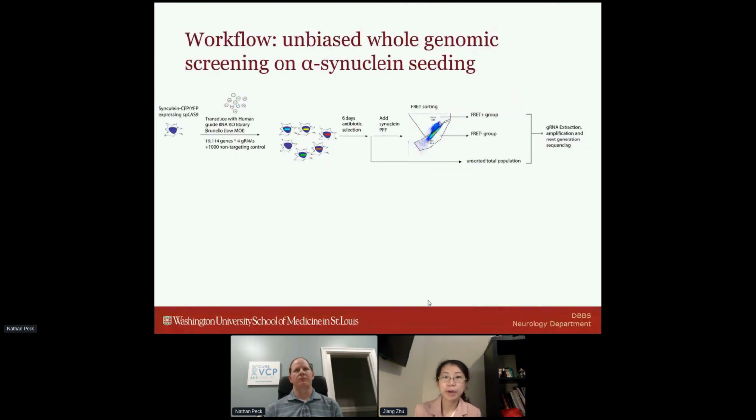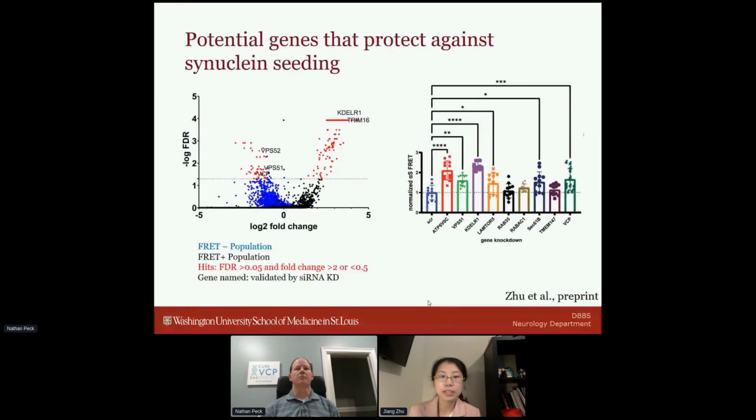Using this tool, we are doing an unbiased whole genome screen. We transduce with Cas9 and whole genome guide RNA knockout libraries. After selection, we add alpha-synuclein seeds, and it generates the FRET signal within 24 hours. Using cell sorters, we separate out the FRET positive and the negative groups. And we do DNA extraction and next generation sequencing to resolve the gene knockouts in each group. So that is the basic idea.